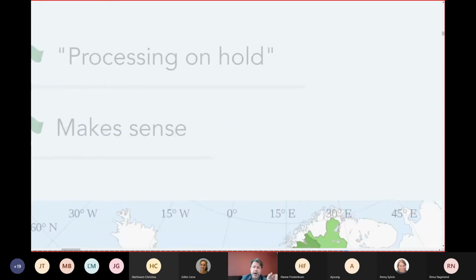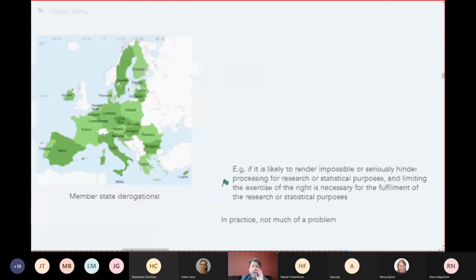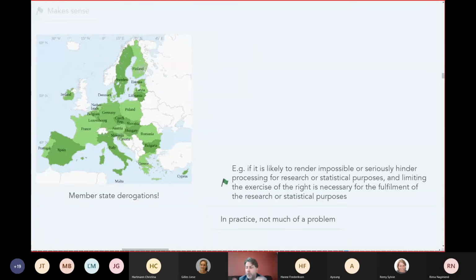Again, there are member state derogations for scientific research. So in case of scientific research, you should not really be bothered. In practice, I have never seen any problem with somebody exercising this right. Maybe in the coming years it will happen, but in practice I don't think this is really much of a trouble.